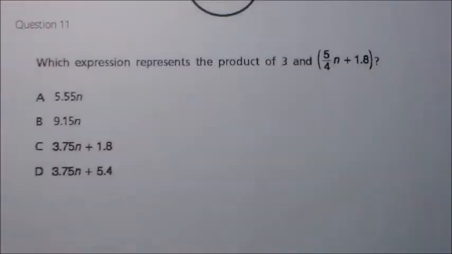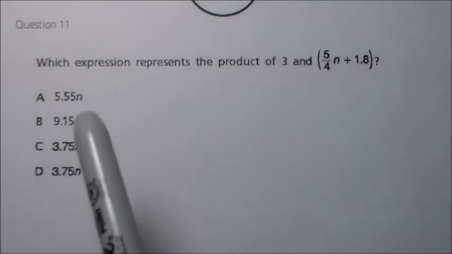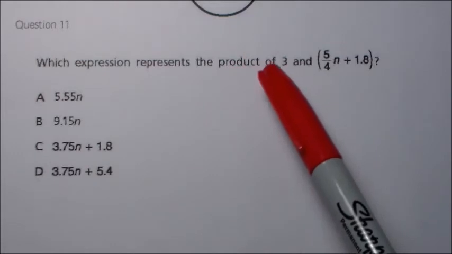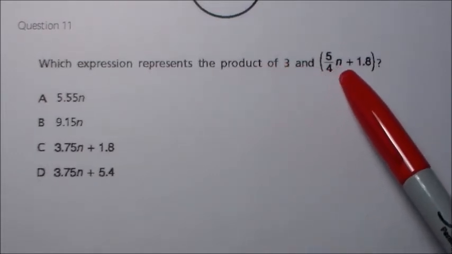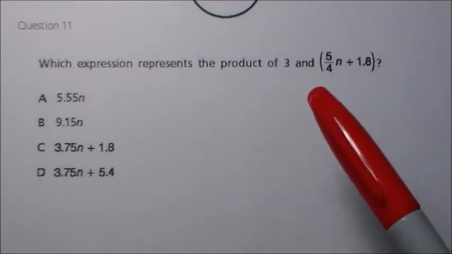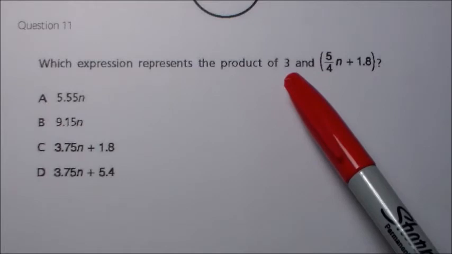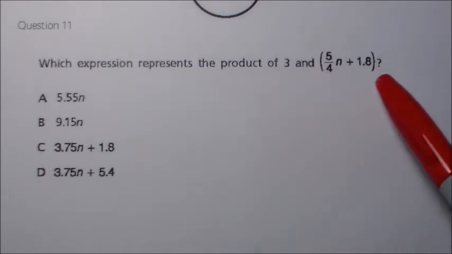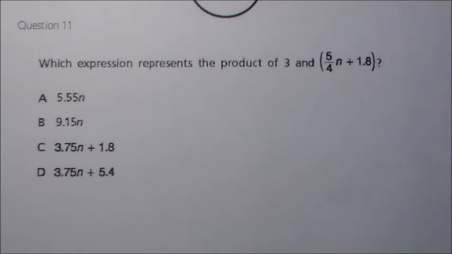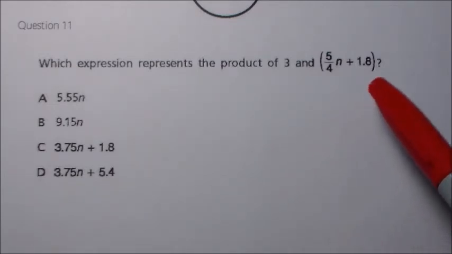And we're good. Okay, on to question 11. Question 11 says, which expression represents the product of 3 and 5 over 4n plus 1 and 8/10? And we see the word product there. We know it means multiplication, so we know we're going to be multiplying the term 3 by the term 5 over 4n plus 1/8. And we have another complication here too, because we have an improper fraction here and a decimal there.